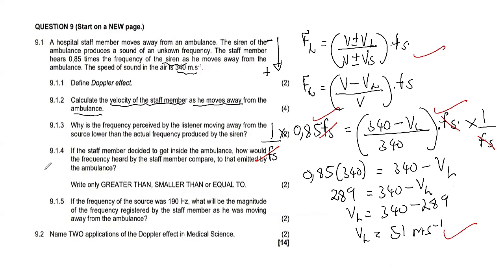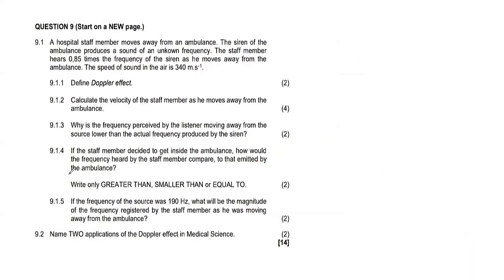Okay, so 9.1.3 says, why is the frequency perceived by the listener moving away from the source lower than the actual frequency produced by the siren? Now we know that we have to explain this based on the relationship between the frequency and the wavelength, which we know that frequency is inversely proportional to the wavelength, right?